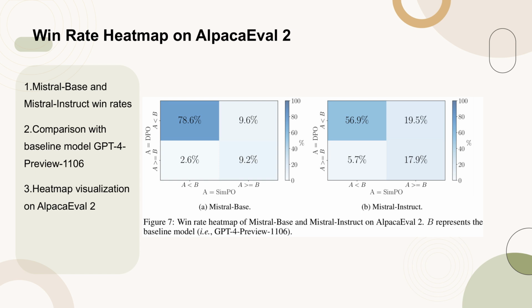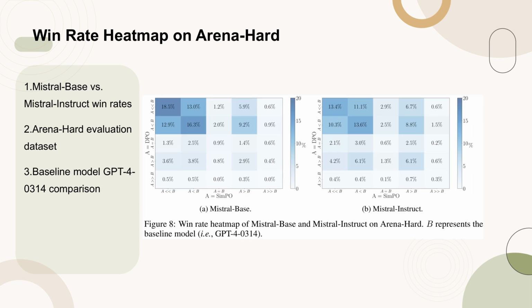Figure 8 presents a heat map illustrating the win rates of Mistral Base and Mistral Instruct models on the ArenaHard evaluation dataset. The heat map visually contrasts the performance of these models against the baseline model, GPT-4-0314. This comparison highlights the relative strengths and weaknesses of each model in a challenging evaluation context, providing insights into their performance characteristics.